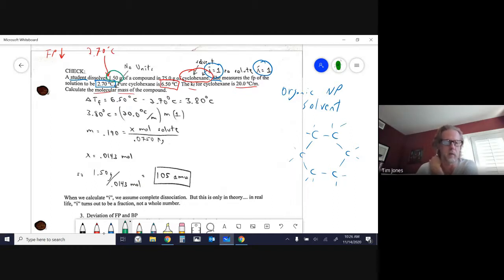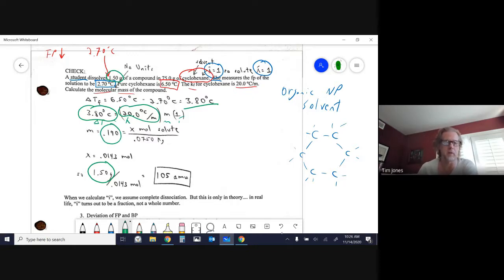So at the end, we're just going to take the 1.50 grams and divide by moles, but we have to solve for moles first. So temperature change was 3.08 degrees Celsius. This right here is delta T equals K m i. I plugged in the temperature change here, plugged in the constant, molality is what we're solving for. I value is 1, we get a molality of 0.9190.